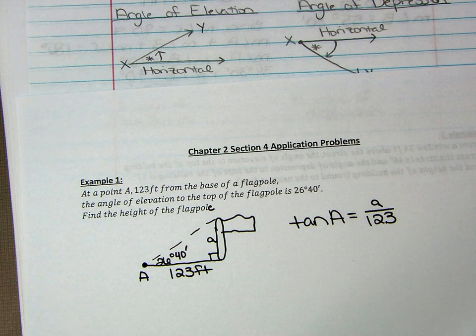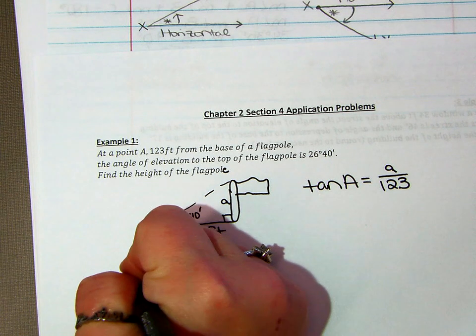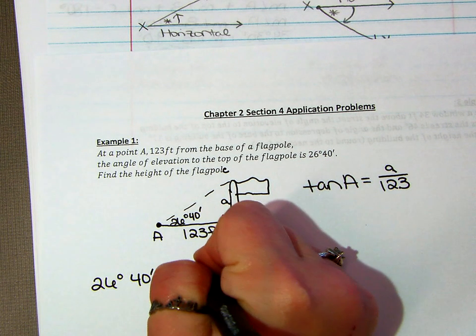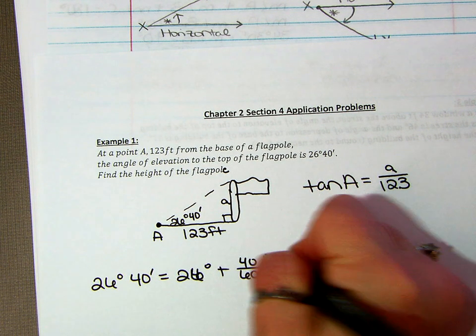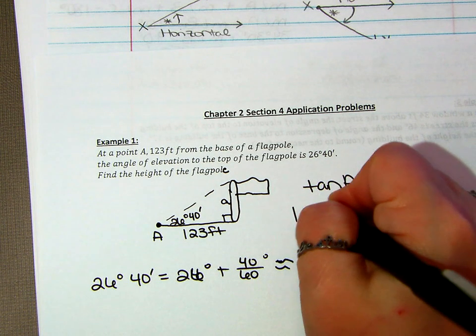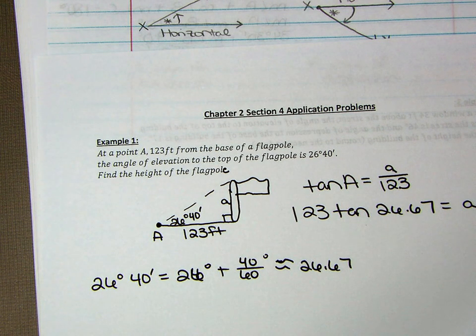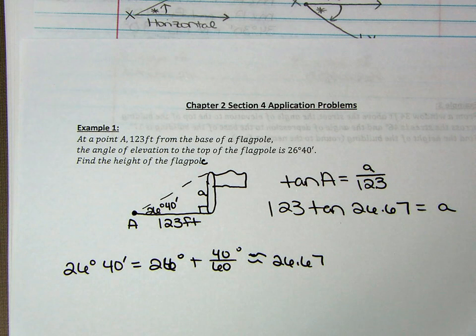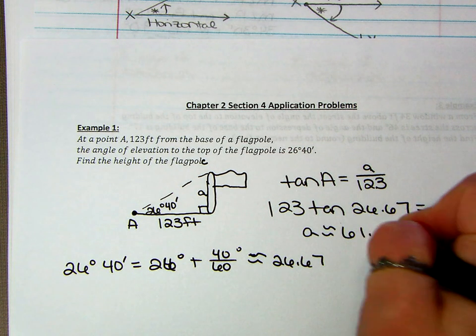Again, you're going to need to convert so that you can type it in. You can't type in 26 degrees and 40 minutes into your calculator, so we do need to convert that over into strictly degrees. So if we have 26 degrees, 40 minutes, it's the same thing as 26 degrees and 40 over 60 degrees, which is approximately 26.67. So if we take 123 times the tangent of 26.67, that will tell us approximately the length of side, or the height of the flagpole, which is side A of our triangle. So the flagpole is approximately 61.8 feet tall.